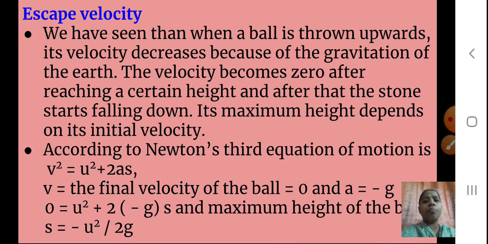The next topic we are going to study is escape velocity. Now what is escape velocity? We have seen that when a ball is thrown upwards, its velocity decreases because of the gravitation of the earth. When you are throwing upwards, what is happening? Velocity decreases slowly. After reaching a certain height, the ball's velocity will become 0, and after that the stone starts falling downward.